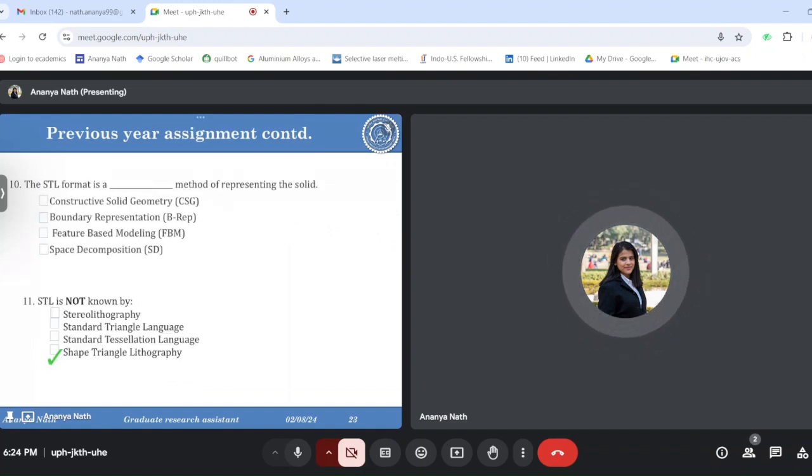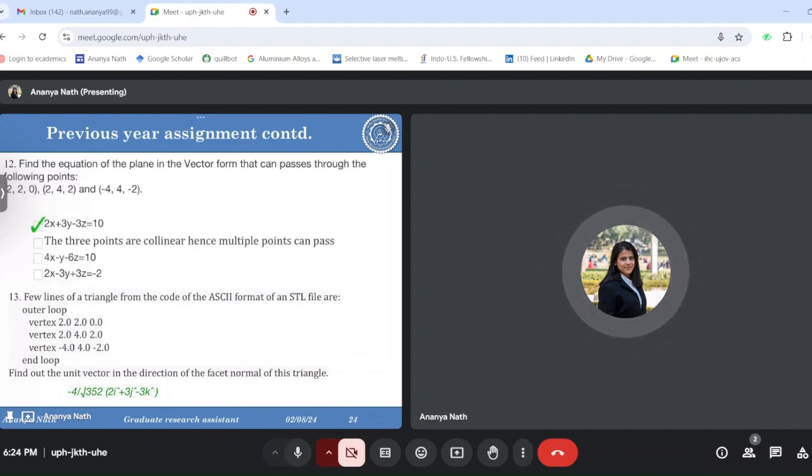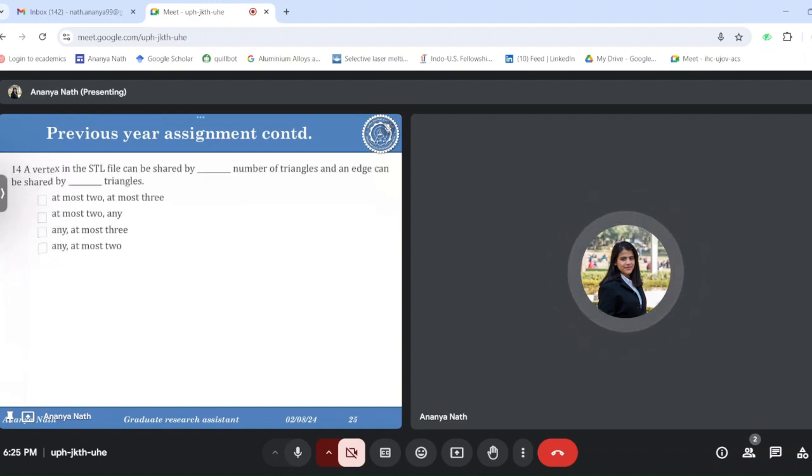Then the STL format is a boundary representation method for representing the solid. STL is not known as that, obviously, because STL was invented as stereolithography, but later on it is used for standard triangle language and standard tessellation language. After that, we have another question. Find the equation. This is again a math question. If you have any query regarding this question, we can solve it. And the next question is again a simple one, to make ASCII format, ASCII code. We can discuss it in class.